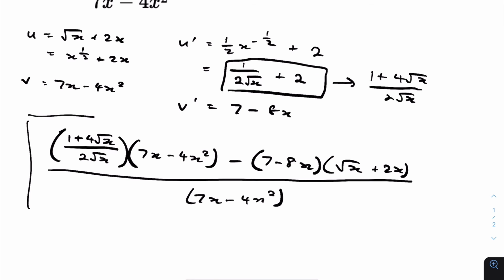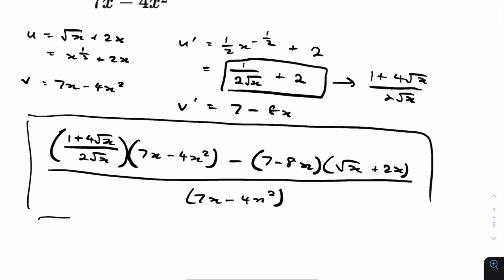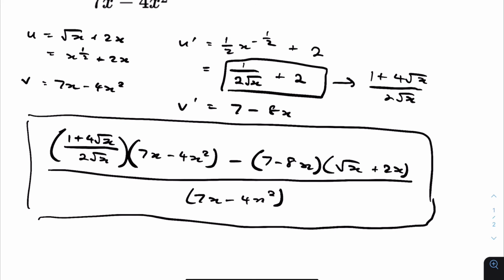So this is essentially the answer without all the simplifying done. I'll let you do the simplifying on your own. And other than that, I think that's it. That's the quotient rule for you.